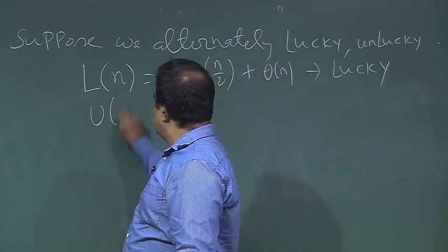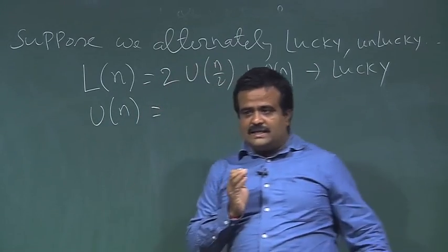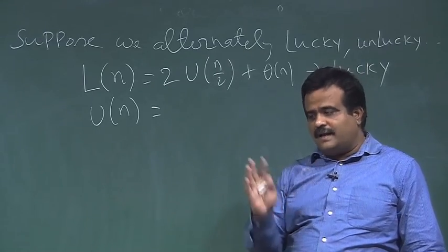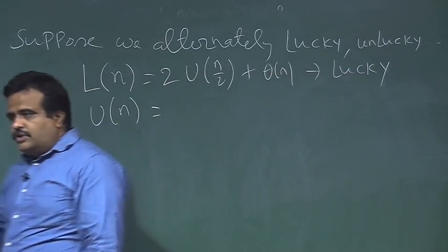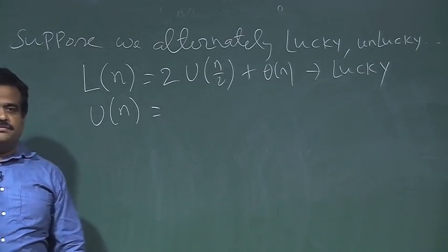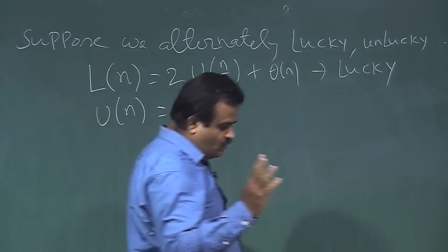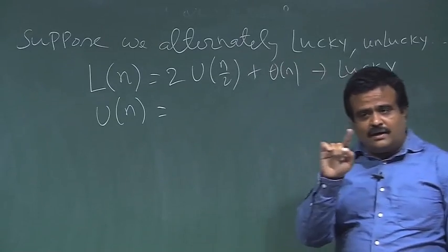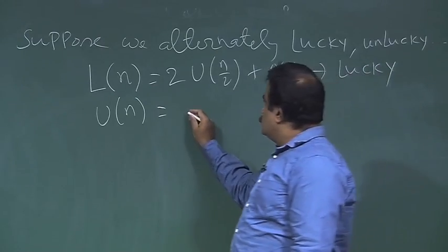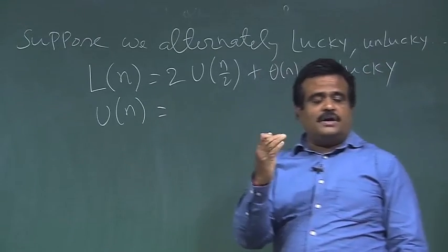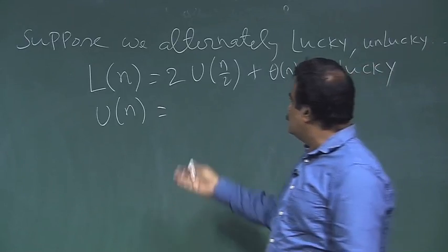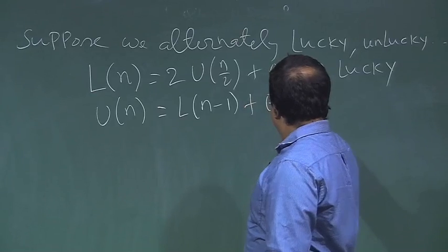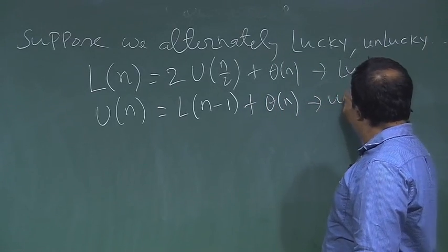And what is the unlucky recurrence? Now, suppose we are unlucky now. If we are unlucky, that means it is the worst case. So, it will divide the array into 0 and n minus 1. That means our pivot is the minimum or maximum of the given input. In that case, the recurrence will be, but now if we are unlucky, then next time we know we will be lucky. That is why unlucky means it will be n minus 1 and 0, or 0 and n minus 1. So, the recurrence will be L of n minus 1 plus theta of n. So, this is corresponding to the unlucky recurrence.